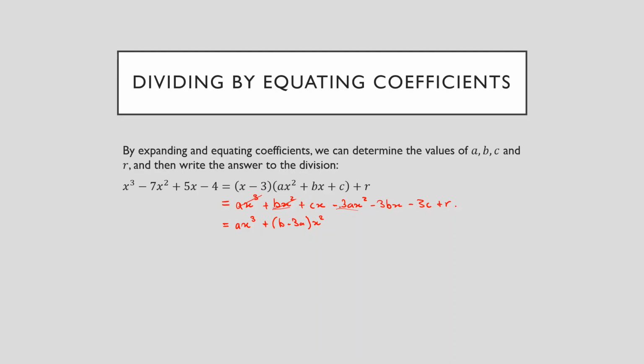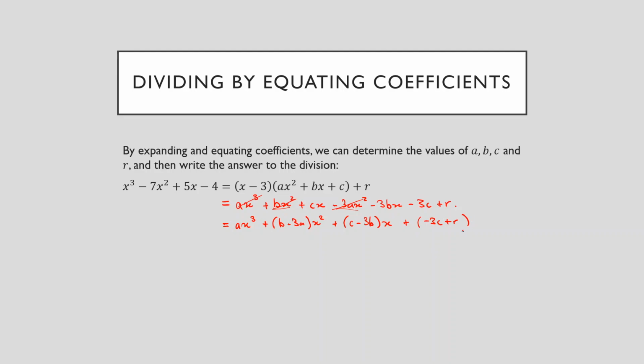Okay, we've finished them off. Next, I've just got the x term, so I've compared cx with minus 3bx. I can factor out the x from those two terms, and my leftovers will be c minus 3b times x. And finally, we've got the constant bit at the end with no x in it, and I can just do plus, in brackets, 3c plus r. So that would be our constant term.